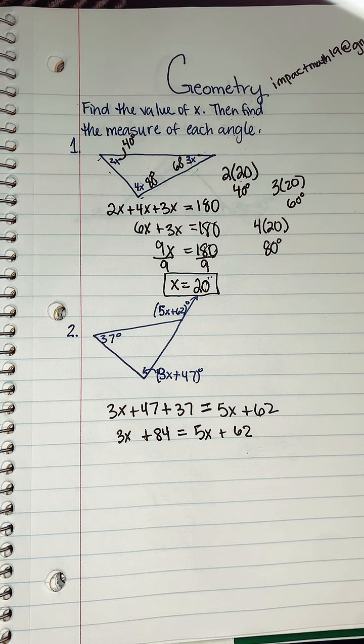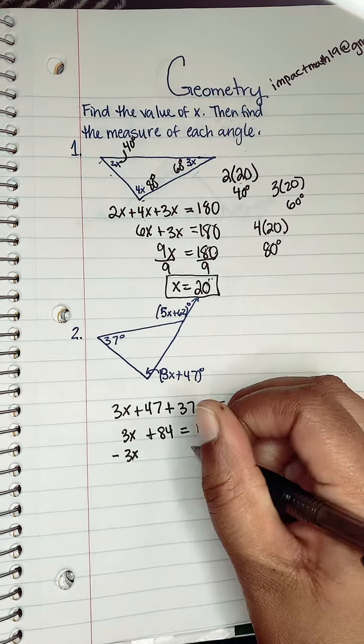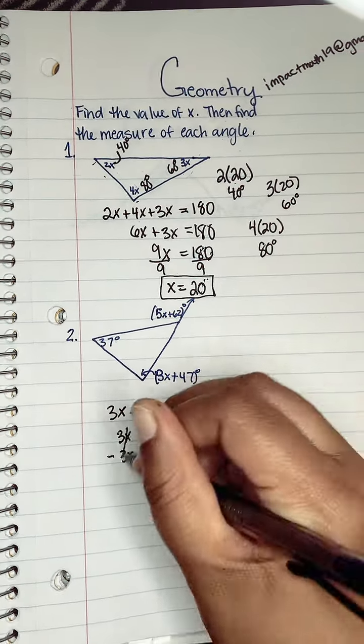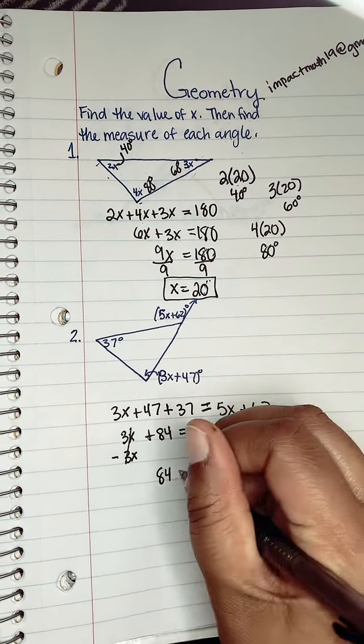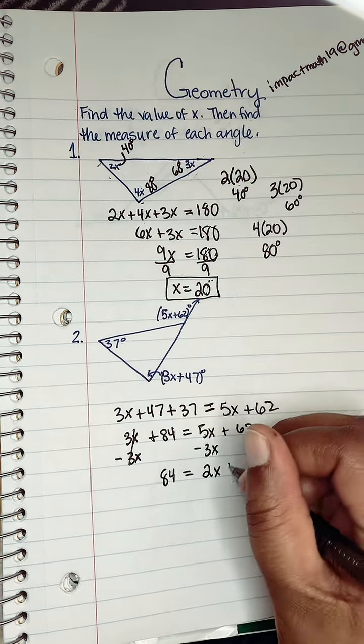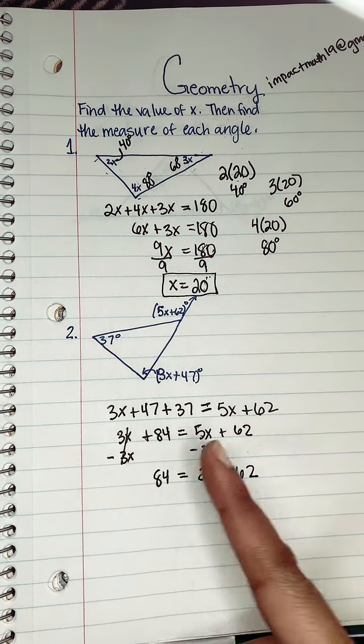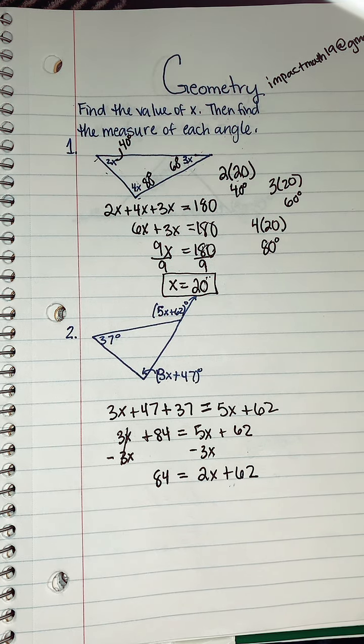Grassy Girl says subtract 3x. So since I saw that first, that's what we're going to do. We're going to subtract 3x first, which is not wrong. We can do that. So if I have 84 equals 5x minus 3x gives us 2x plus 62. But if I subtract the 3x, then that forces me to do another step next.